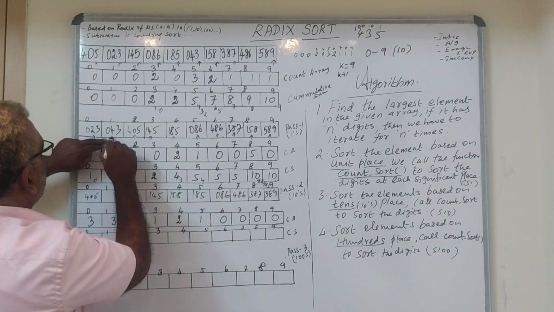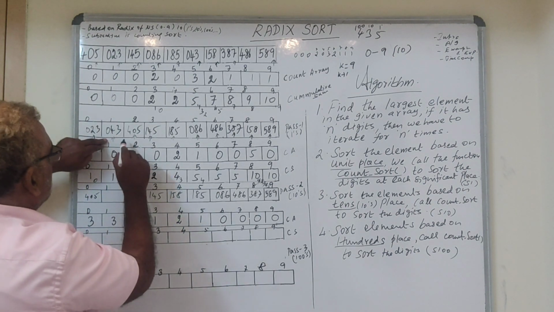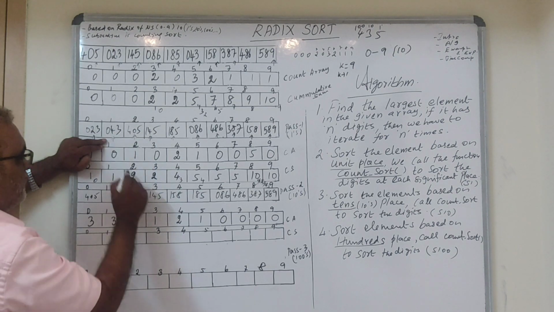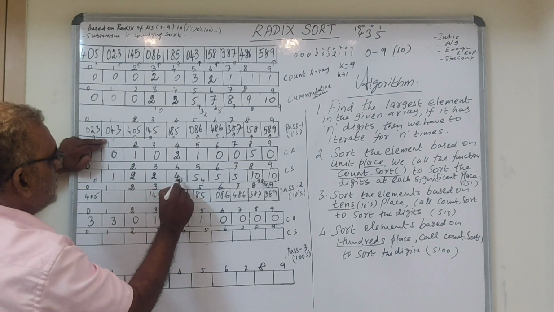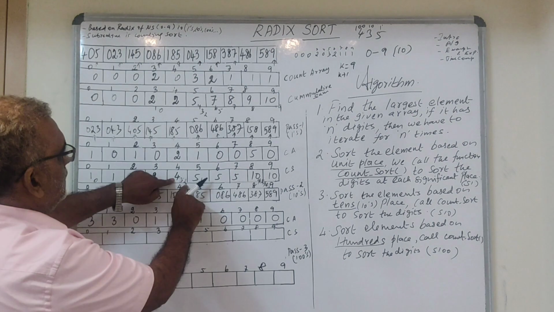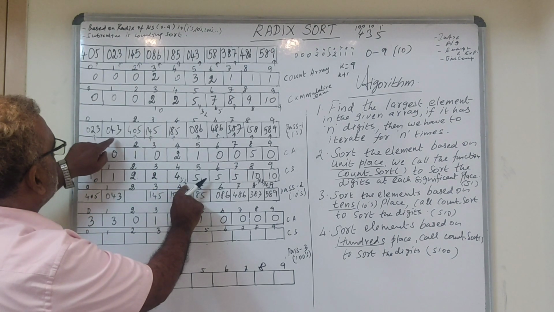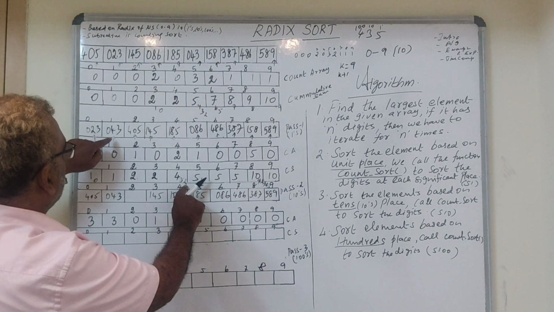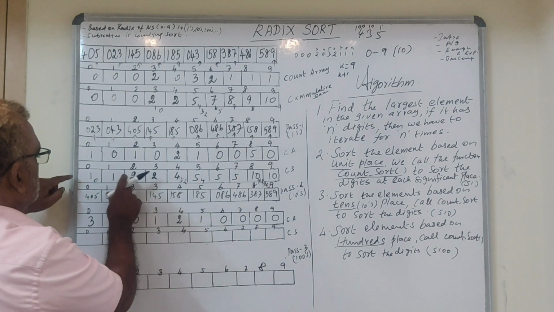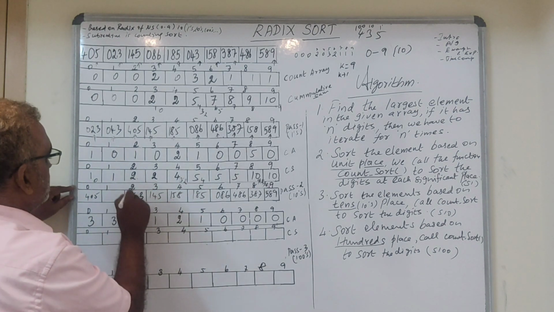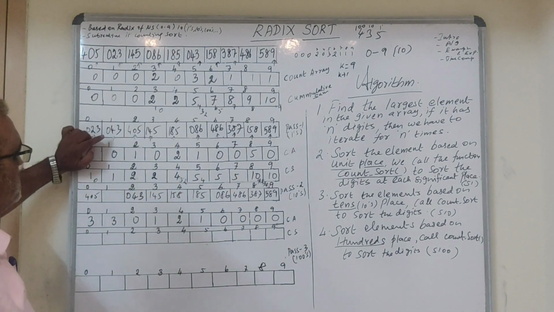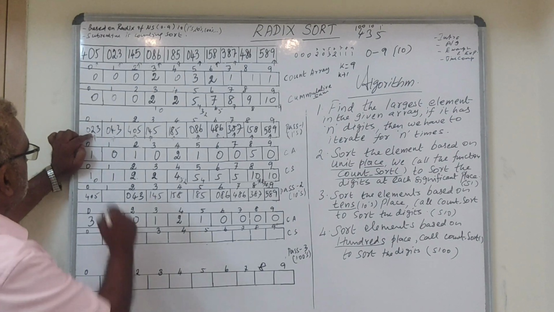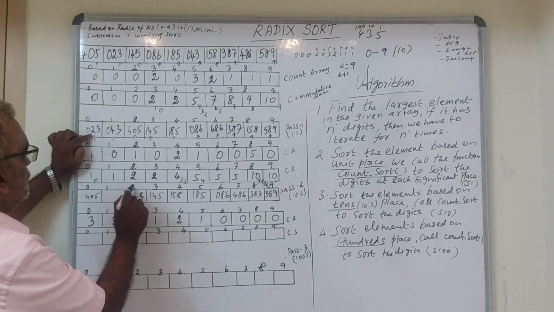Then the next value is 043. Go to location 4 and reduce the value, which gives 2. We have to store the value 043 in location 2. So this is stored in location 2. Then this is 023. So go to location 2.